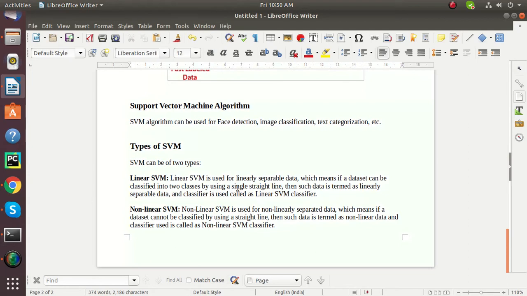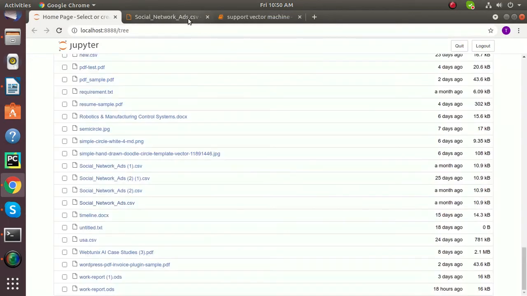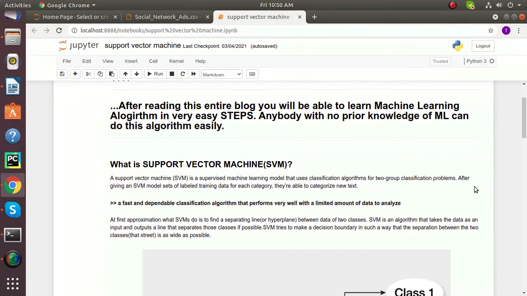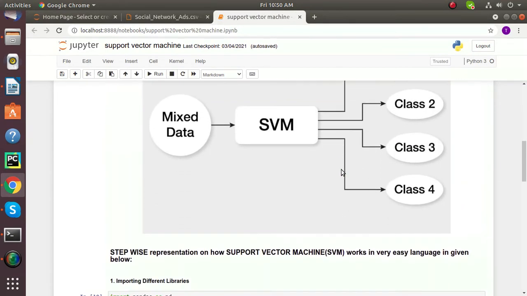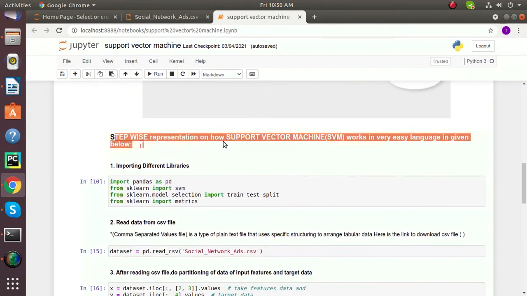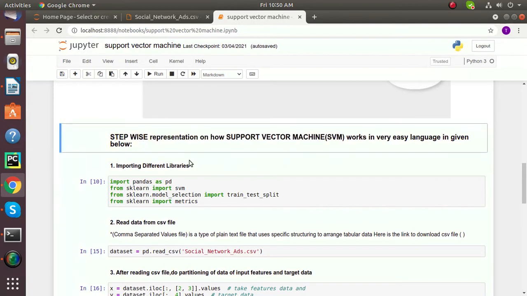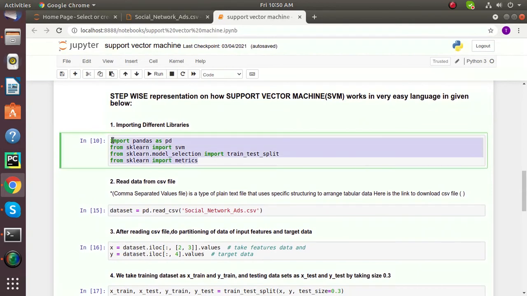Now I'm going to show you the notebook code which I have written for the support vector machine algorithm. Yeah, this is my notebook. I have written this code for you, so I will explain the process of support vector machine. This is a stepwise representation of how support vector machine works, in very easy language. First, we are going to import various libraries which are required for the process.